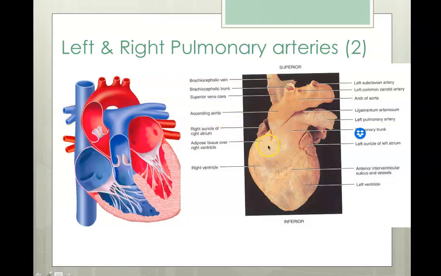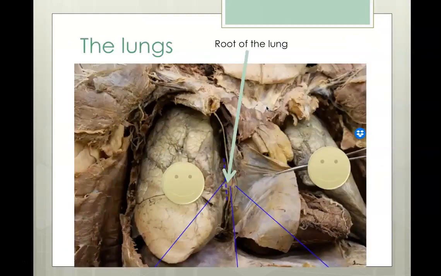So here is a cadaveric image of what this looks like. Here's our pulmonary trunk, and this would be our left pulmonary artery, and then the right pulmonary artery you can't see too well over here. It would be extending posteriorly this way. So now our blood is going to move from those pulmonary arteries into our lungs.